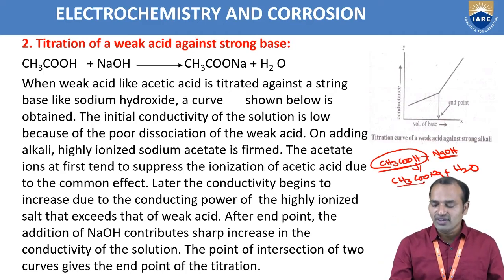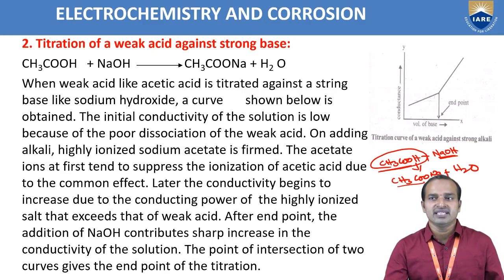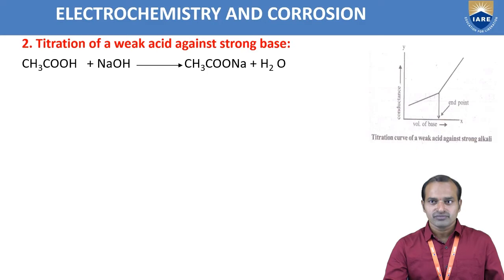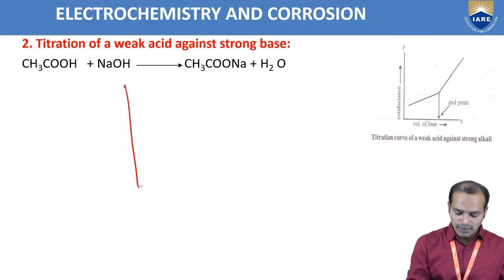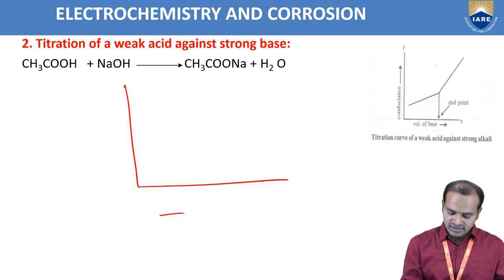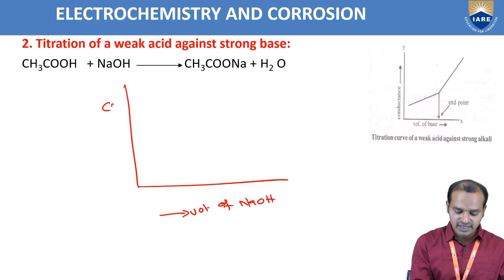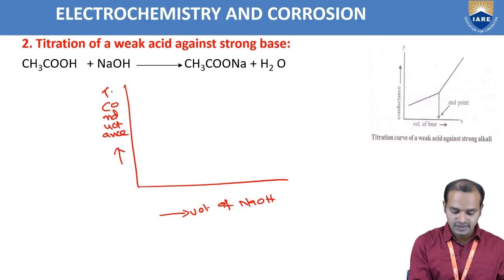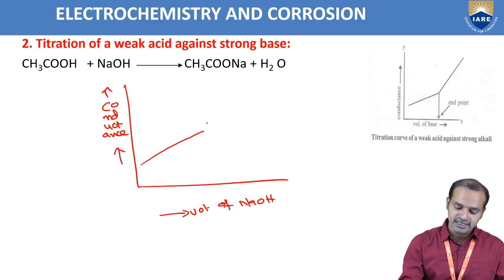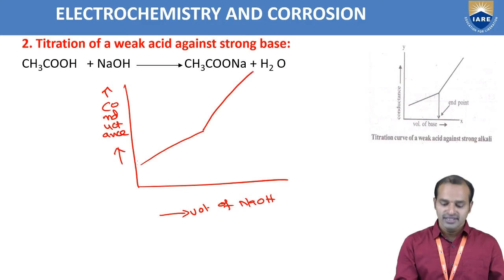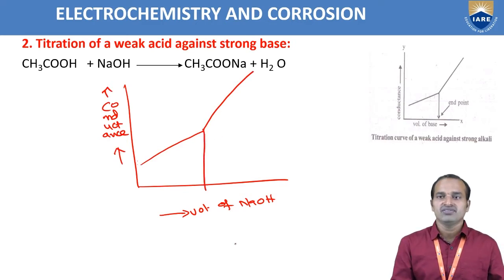At the neutralization point, sodium acetate formation takes place. After that, again we add the NaOH, and the conductance values increase sharply. When we draw the graph, this is the volume of NaOH and this is the conductance. First the conductance values slowly increase, then after that sharply increase. So these two curves coincide. This is the equivalence point, the volume of NaOH.